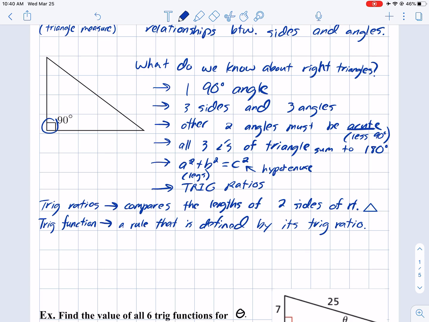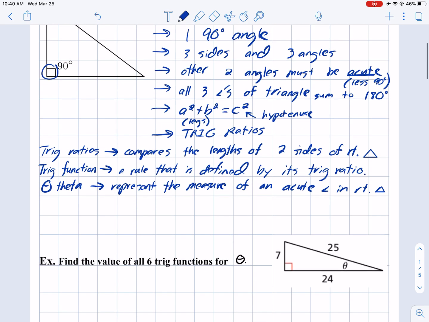And then last but not least is we're going to be using this symbol theta. Okay, and theta is another Greek letter, just like sigma we used last unit. It represents the measure of an acute angle in a right triangle. Okay, so instead of using x, we're going to use this symbol theta.